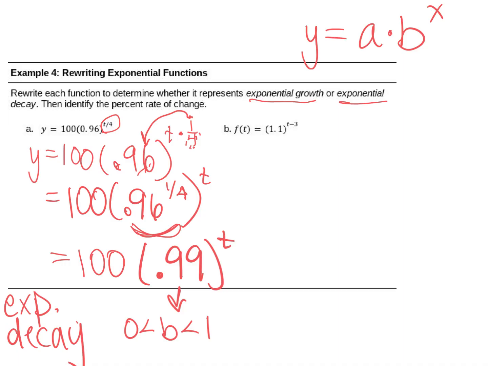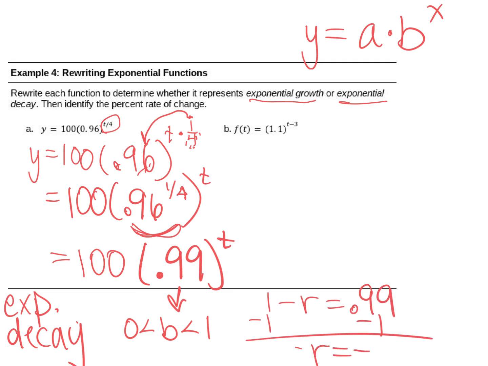Okay. So I know that's going to be exponential decay because that b value is between 0 and 1. If I want to figure out what the actual percent increase or decrease is, since it's decay, that middle area was gotten by going 1 minus r, your rate, your percent of change. And we got 0.99. So if I solve that, that's going to tell me my r value is 0.01. So we've got a 1% decrease.